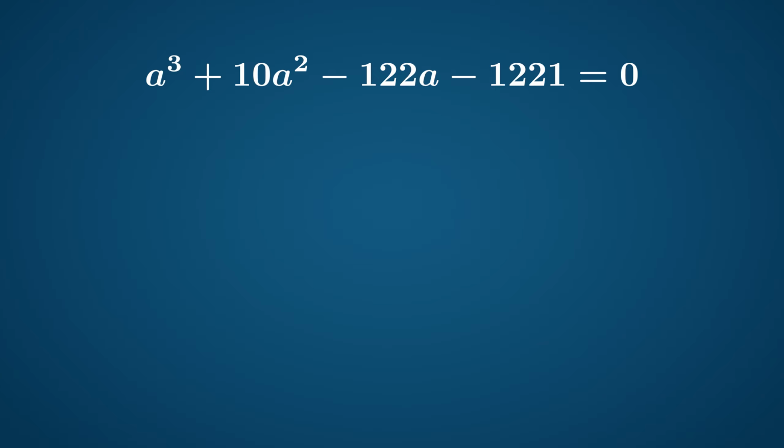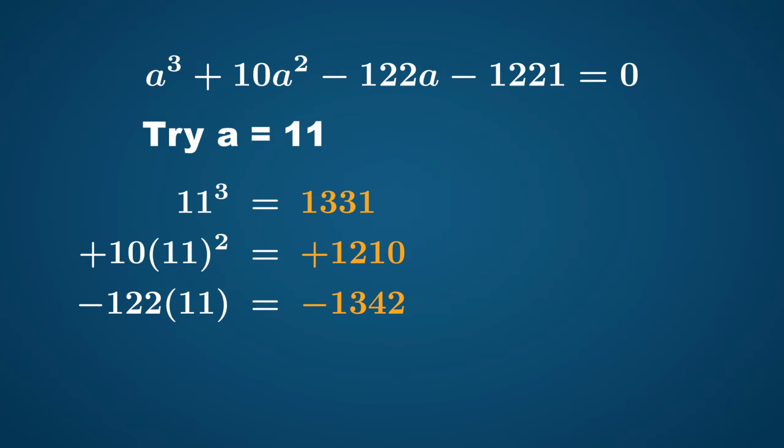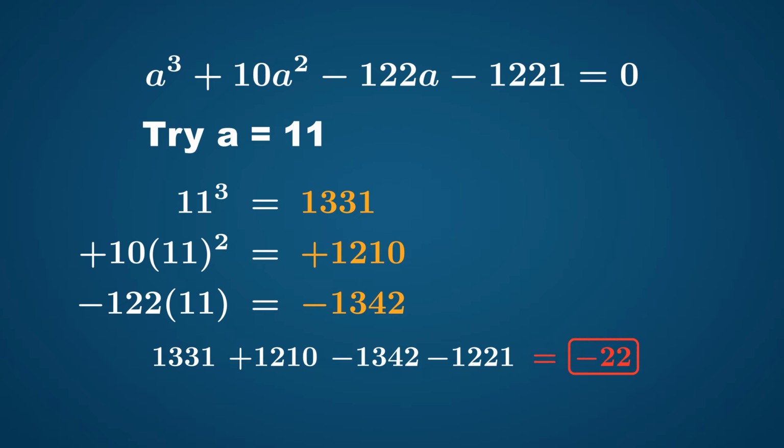Now the cubic, a cubed plus 10a squared minus 122a minus 1,221 equals 0. Same idea. A whole number root must divide 1,221, and 1,221 factors as 3 times 11 times 37. Try a equals 11. 11 cubed is 1,331. 10 times 121 is 1,210. And 122 times 11 is 1,342. So 1,331 plus 1,210 minus 1,342 minus 1,221 comes to negative 22.